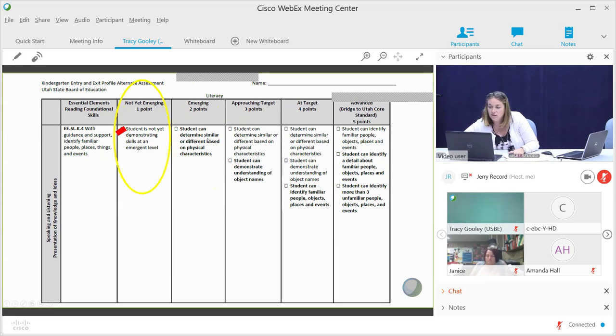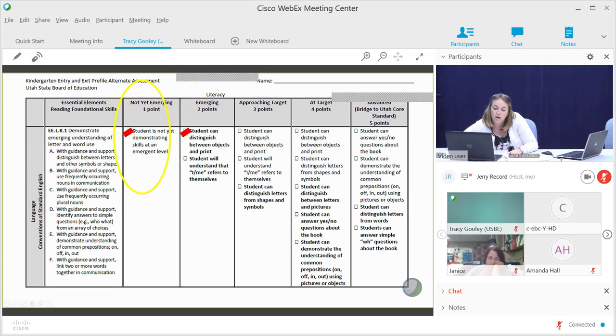Next one, is student able to determine between similar or different based on physical characteristics, and student is not yet able to do that. So that would put them back here at not yet emerging. For conventions of standard English, here, student can distinguish between objects and print, but student does not quite yet understand that I or me refers to themselves, so that would put them back at not yet emerging.